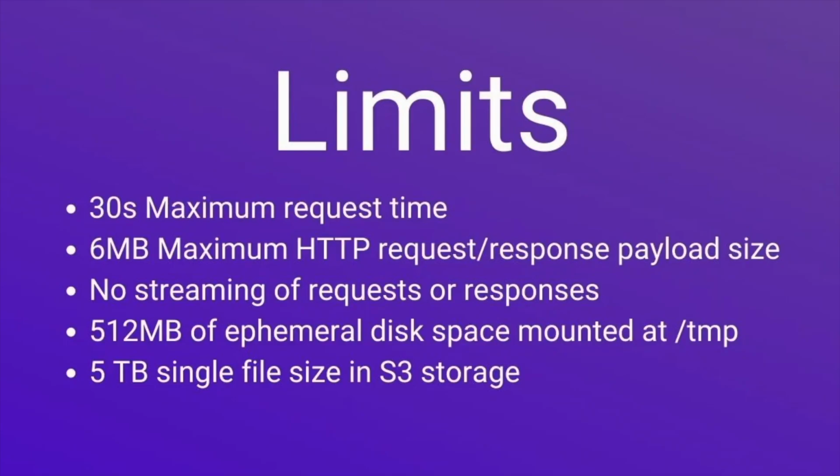Cyclic apps also have their limits on capacity and usage. Their hard limits are 30 seconds of maximum request time, 6 megabytes maximum HTTP request and response payload size, no streaming of requests or responses, 512 megabytes of ephemeral disk space mounted at TMP, and maximum 5 terabytes of single file size in S3 storage.